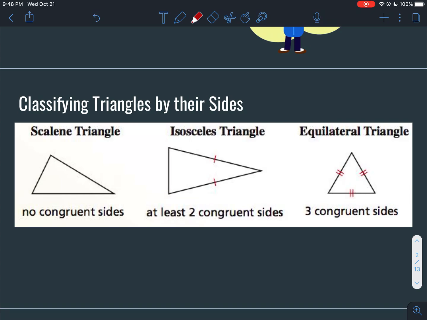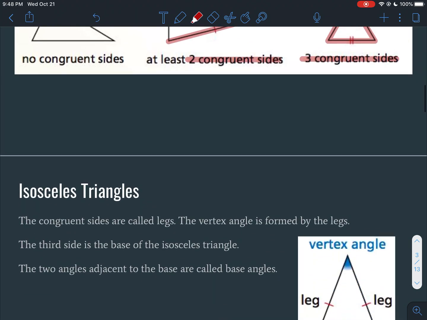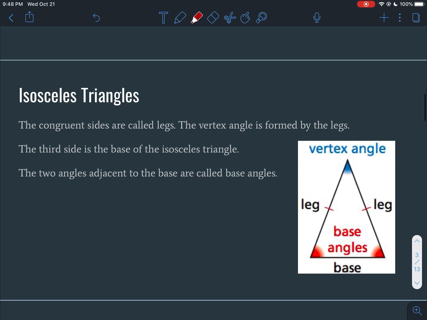scalene triangles have no congruent sides, so all three sides are different lengths. Isosceles means that there are two congruent sides, and equilateral means you have three congruent sides. All three sides are the same length. Okay? So today we are looking at isosceles and equilateral, two congruent sides and three congruent sides.